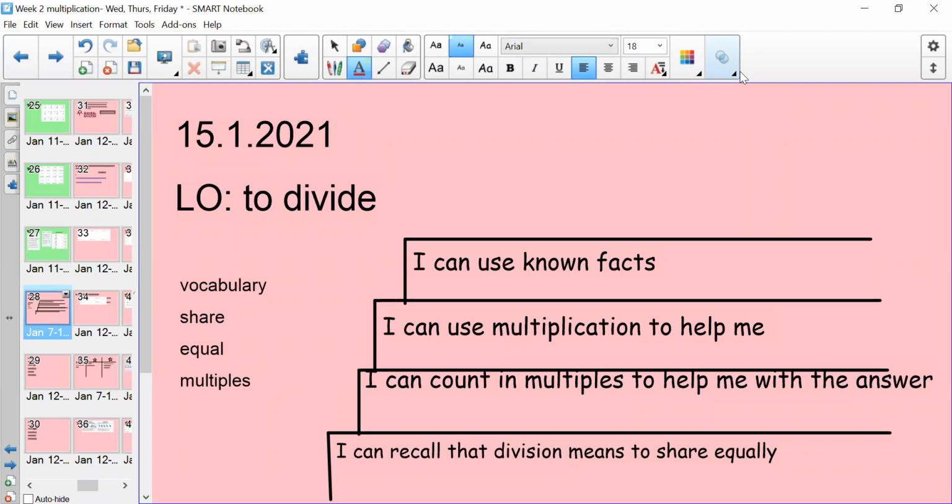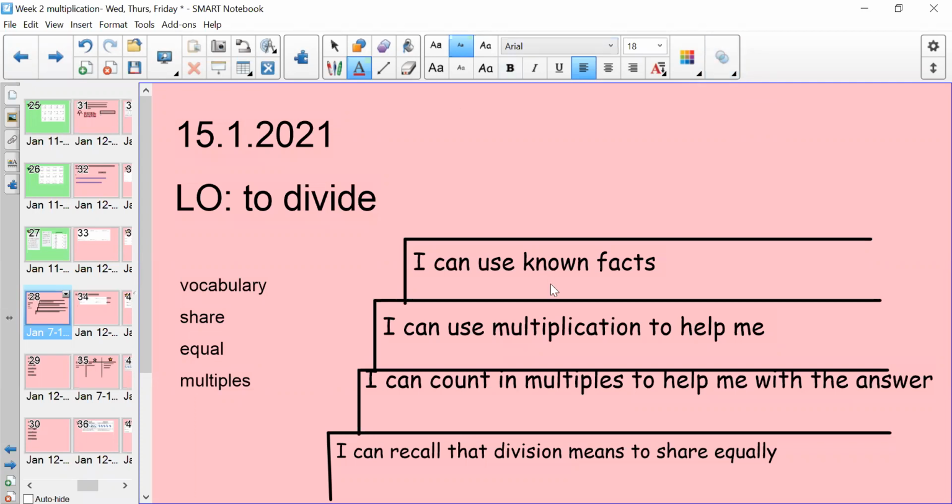So today in maths, we're going to be dividing. The learning objective is to divide. Your steps are: I can recall that division means to share equally. I can count in multiples to help me with the answer. I can use multiplication to help me, and I can use known facts. And our vocabulary is share, equal, and multiples.